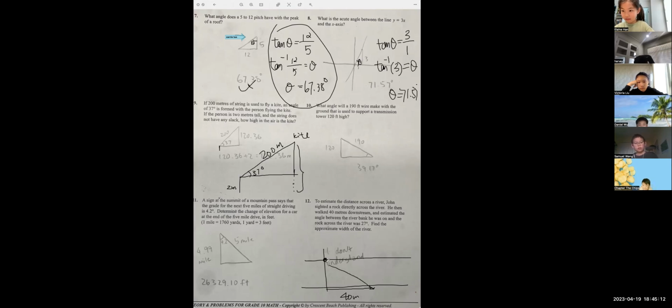Okay, so he walked 40. So this angle is 27 degrees. Get it, Elaine? This rock just crossed the river. So this is a rock. Get it, Samuel? Okay, so this is 40 meters, and he estimated the angle.